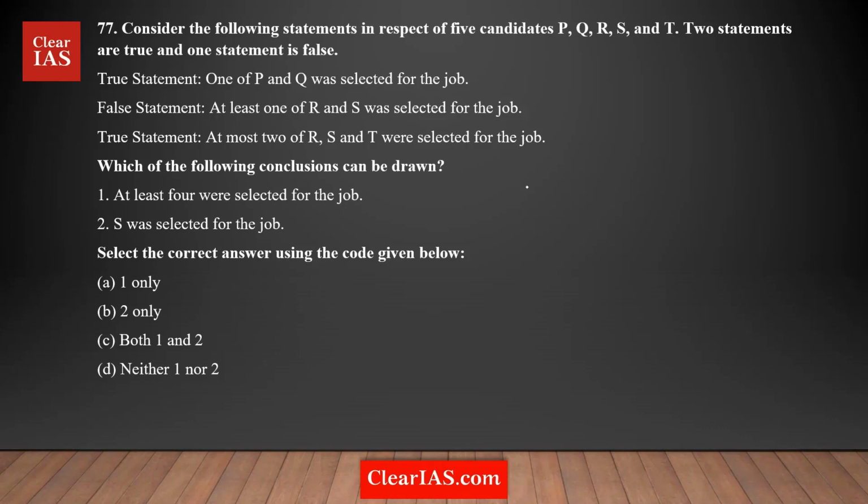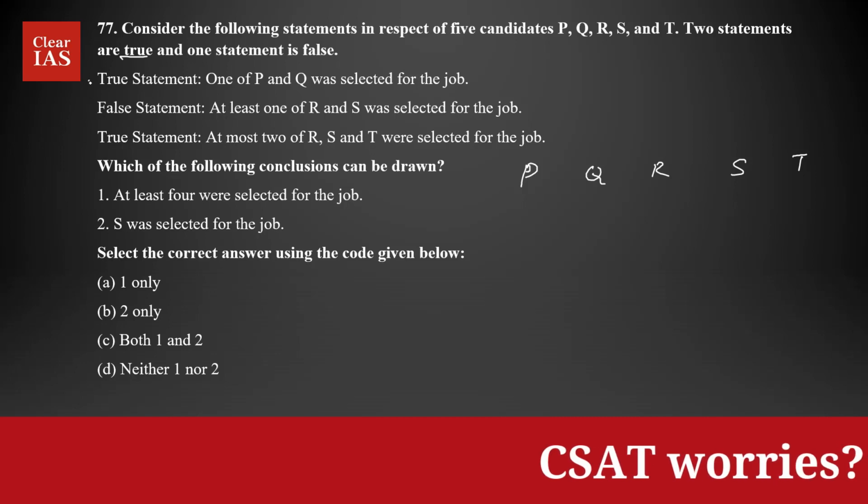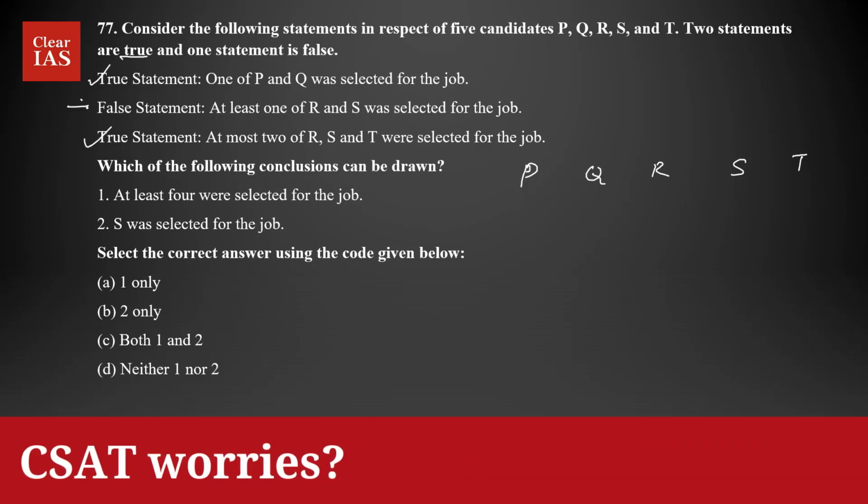So there are 5 candidates here, right? One is P, Q, R, S, and T. And 2 statements are true and 1 statement is false. So there are 3 statements in total and 2 of them are true. These 2 are true statements and 1 is false.